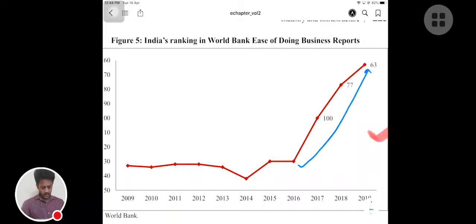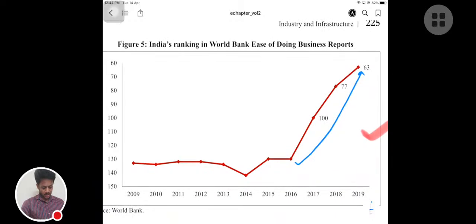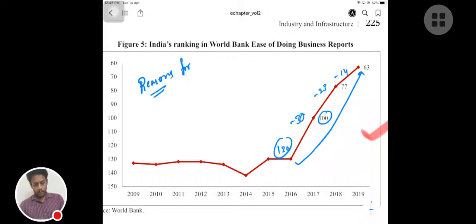That is, here we were around somewhere in the 130 rank, and then we suddenly reduced by minus 30, and then by minus 23, and suddenly a reduction of minus 14. Now we have reached 63. So what are the reasons for it? This is what UPSC will definitely ask you: what are the reasons for improvement in the ranking of ease of doing business?